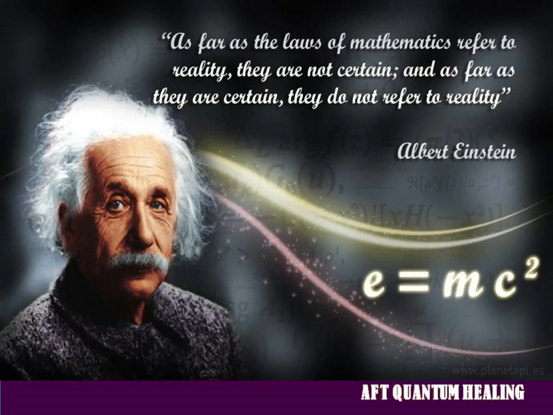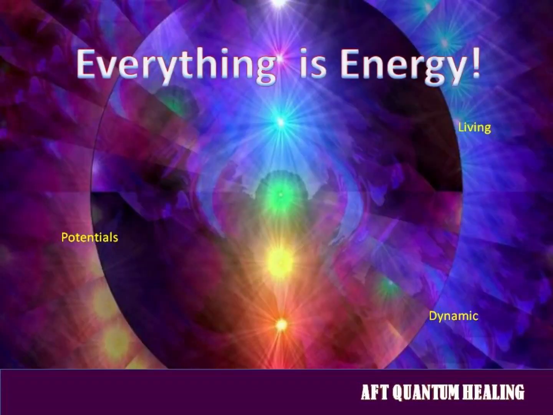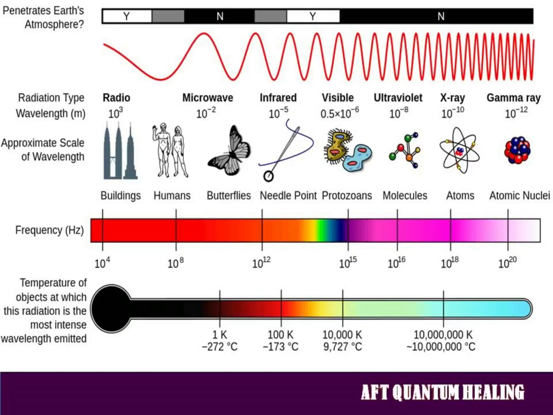And I'm going to start this AFT quantum healing webinar with this. Everything is energy. Everything within and around you is energy. Energy is what we call potentials. Energy is what we call living systems. Energy is dynamic. When I say everything is energy, everything in this universe is vibrating at a certain frequency. It's dynamic. It has potentials, and it's vibrating. It has a wavelength. And that frequency can be measured in terms of radio frequency, microwave, infrared, visible, ultraviolet, X-rays or gamma rays, and so on, as it goes deeper and higher.